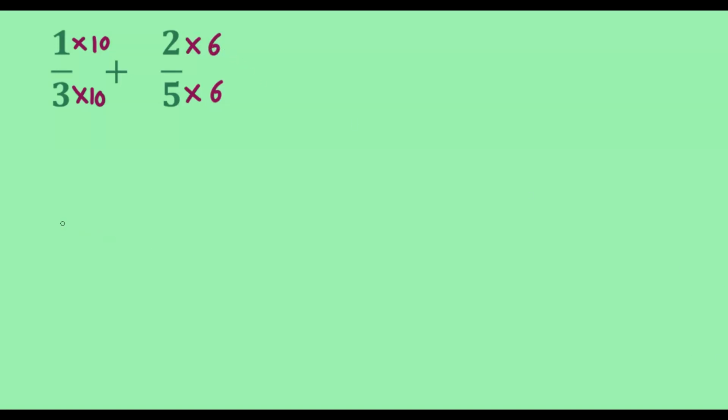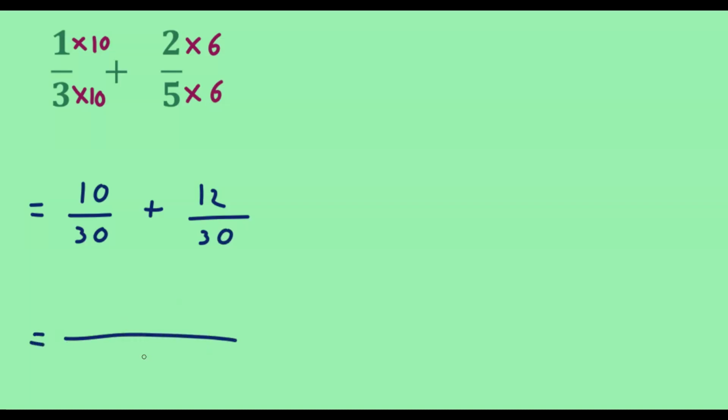So what happens if we do this? We have 1 times 10, which is 10, divided by 3 times 10, which is 30. And here we have 2 times 6, which is 12, divided by 5 times 6, which is 30. So we have the same denominator for both fractions, which is 30. So we're going to write that in the denominator. And in the numerator, we are going to write the sum of the numerators of the two original fractions. So we have 10 plus 12. Now 10 plus 12 is 22, and we divide this by 30.